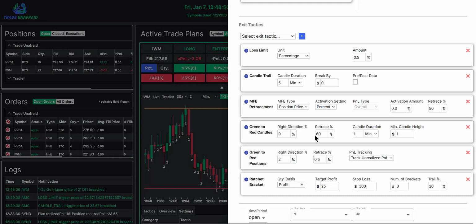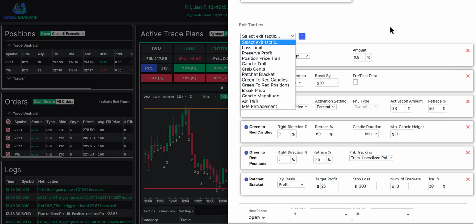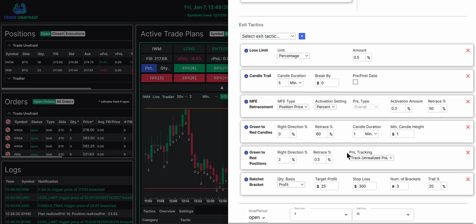There's green to red candles, meaning that if the prior candle is $1 or more, which on a 1-minute candle may not happen in most stocks. Tesla maybe, or Amazon, but probably not something like Nvidia. Anyway, if the candle retraces by 60%, then that is detecting a reversal and will get out. And all of these are optional. You can add new ones, and you can X any of these out. So you configure exactly the trade plan you want.